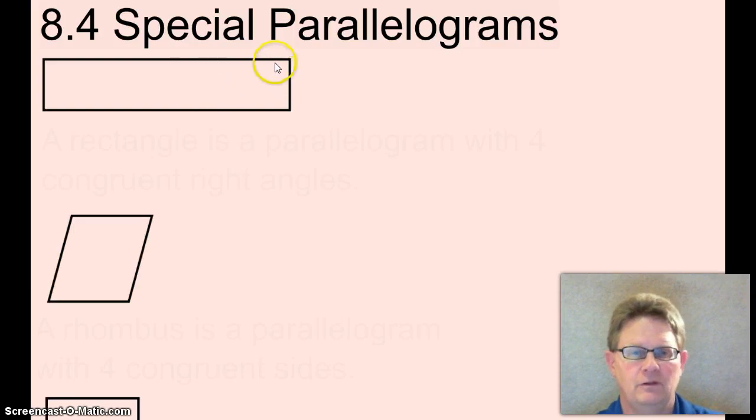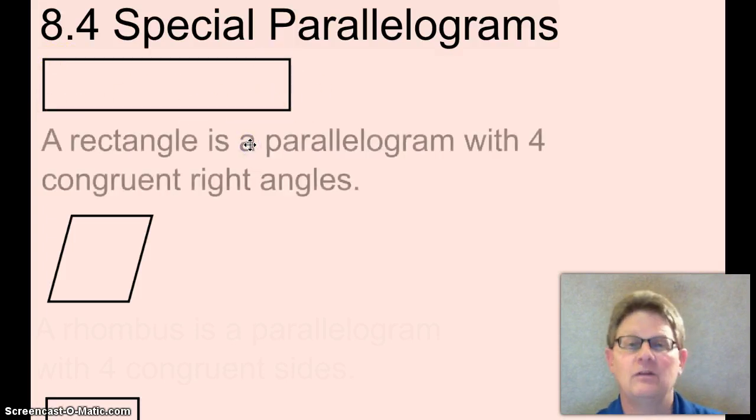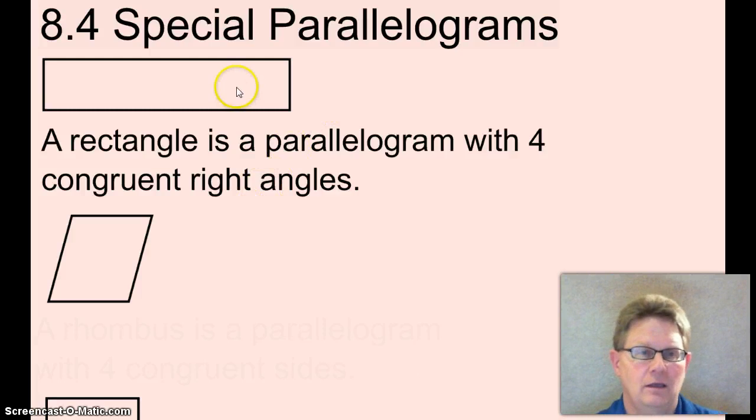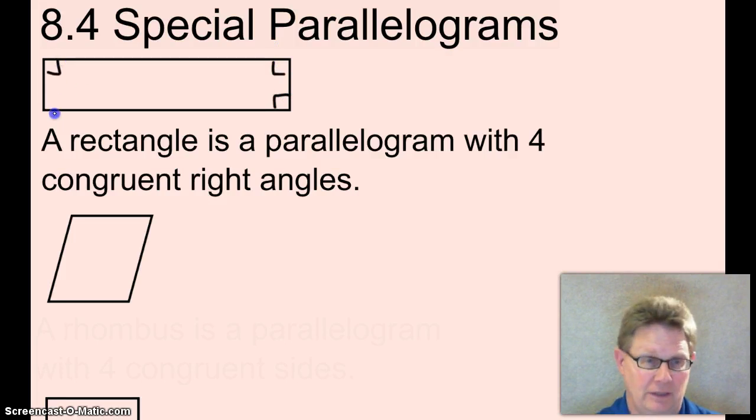Okay, what shape is this? It's got 4 right angles. Yes, that's right. It is a rectangle. A rectangle is a parallelogram with 4 congruent right angles. That's why it's called a rectangle. The Latin for right is rect. The name actually means right angles. So, 4 right angles.